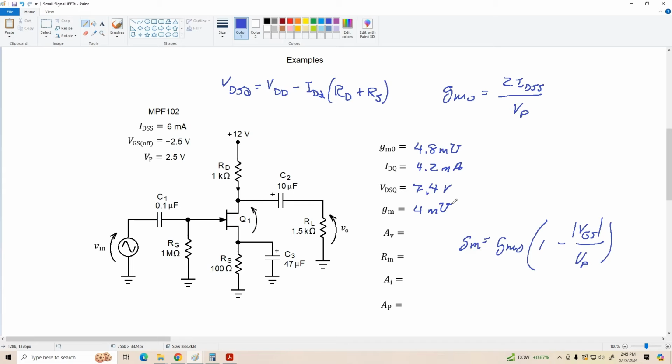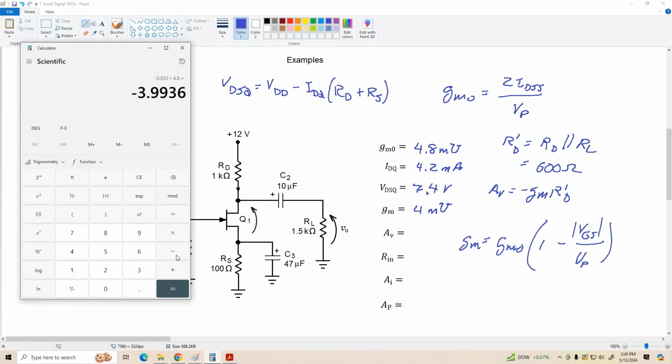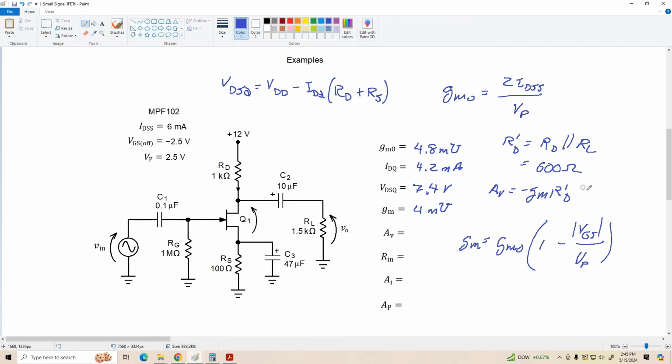Right, now we can find our voltage gain. Well, almost. We need to find R prime D first, so let's do that. R prime D equals RD in parallel with RL. So we've got 1K in parallel with 1.5K. I know that one, that's 600 ohms. All right, so our R prime D value is 600 ohms, and our voltage gain then is negative GM times R prime D. So that's 4 milli times 600, and let's enter that: 0.004 times 600 is negative 2.4.